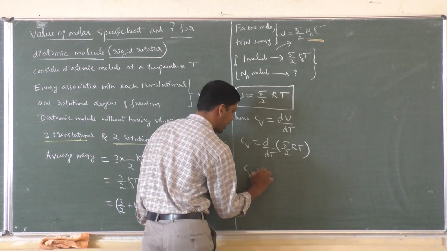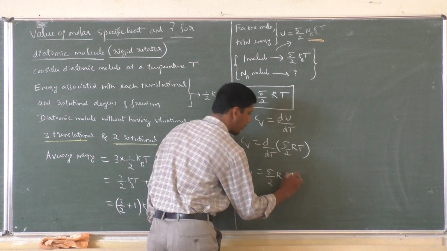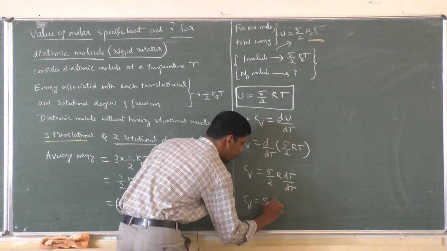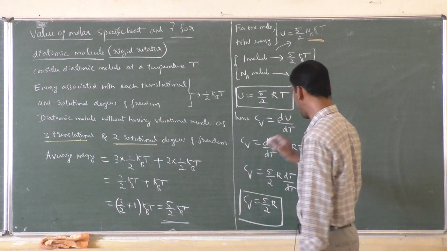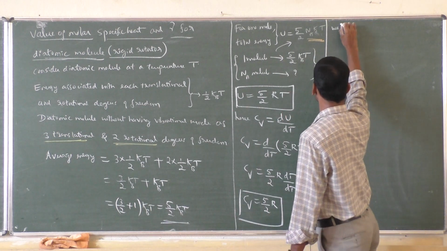So Cv should be equal to 5 by 2 into R into dT by dT. The value of dT by dT is nothing but 1. So Cv should be equal to 5 by 2 R. So this is the value of Cv. Now that you have the Cv value, what is the formula for Cp? We know that we have a formula.